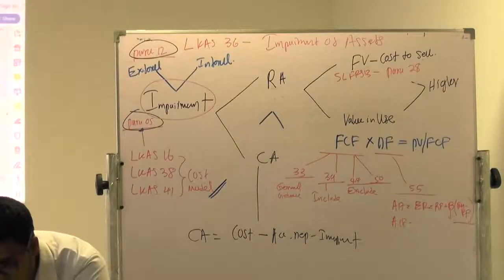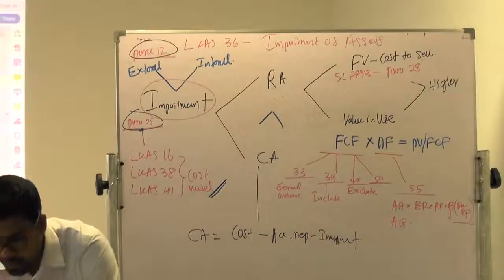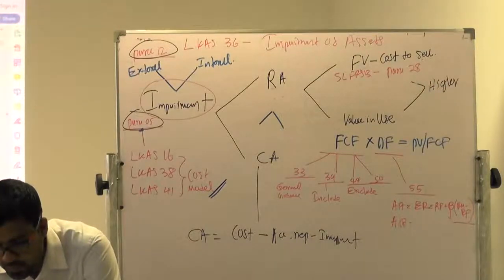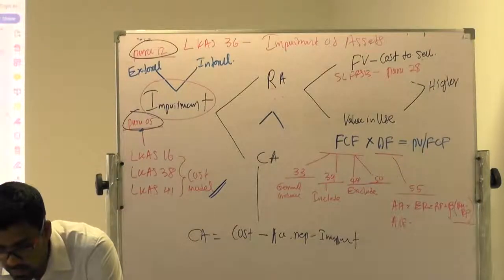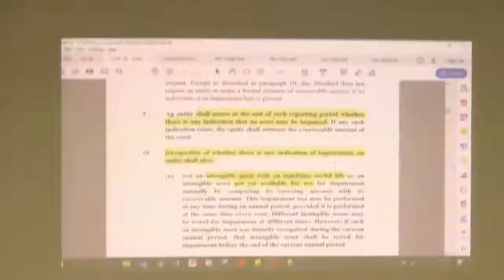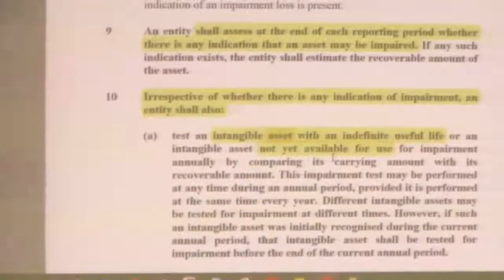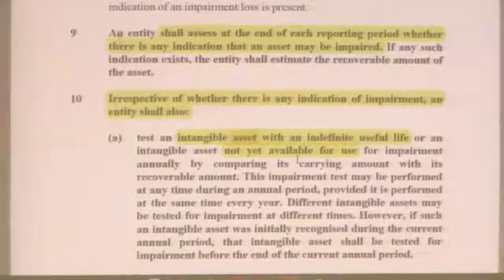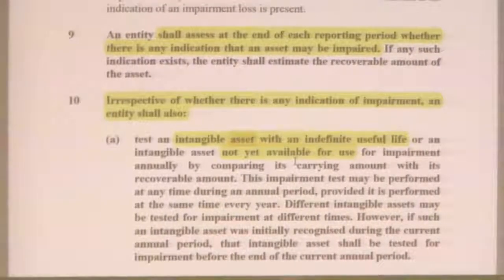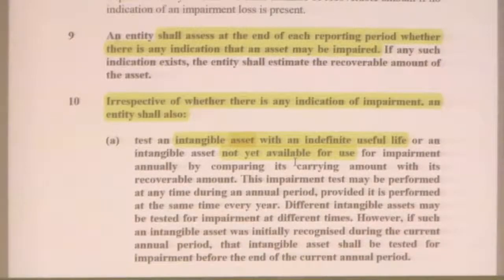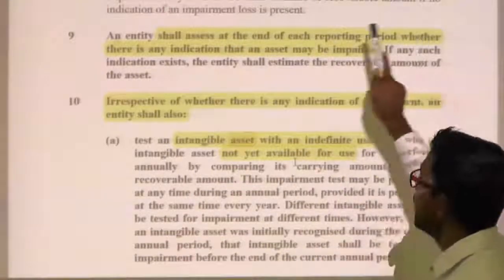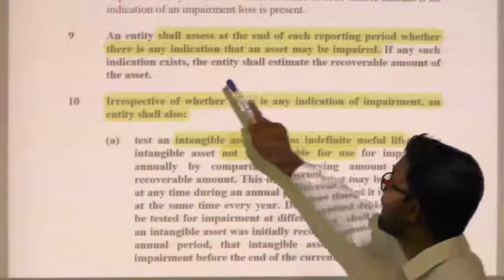If I go back to the top of the standard, right? So look at this. This paragraph is a little important, that's why I am showing this. Paragraph 9: an entity shall assess at the end of each reporting period whether there is any indication that an asset may be impaired. Underline the words, at the end of each reporting period.